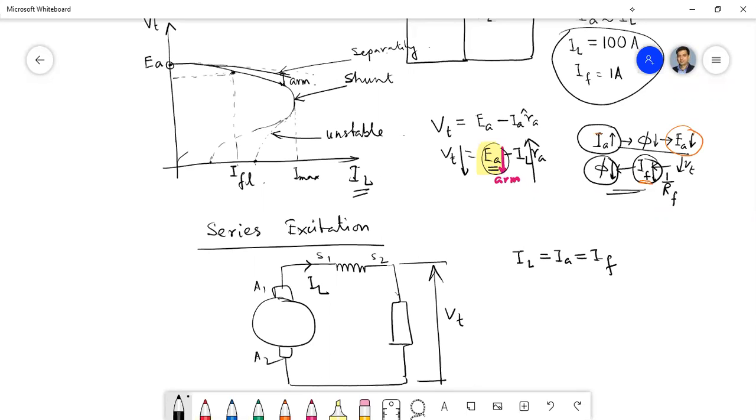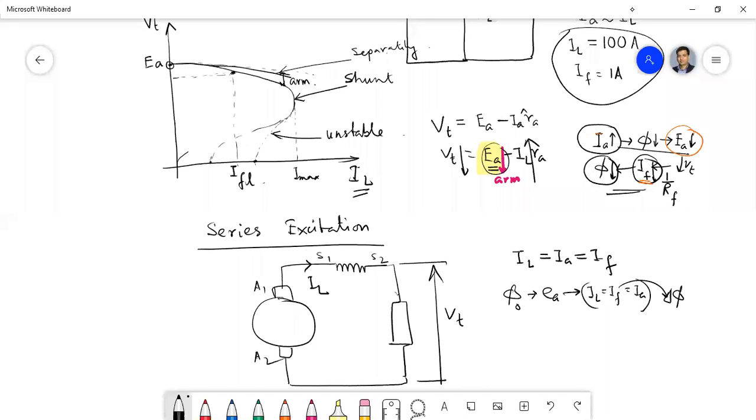The initial portion will be similar to the OCC characteristics. Here also the voltage is getting built up, just like your open circuit characteristics in a DC shunt generator, isn't it? Initially there will be some flux, due to that you have some voltage. Due to this voltage, some load current or field current or armature current will flow, because all are the same here. Due to this field current, you will get some flux.